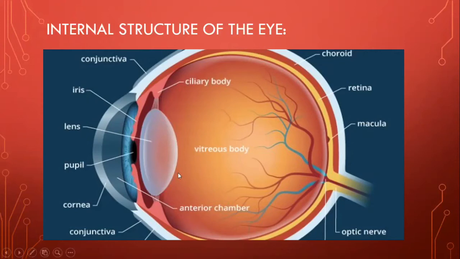Now, as we move further inwards, we have this whole space. This whole space is filled with the vitreous body, which is also known as the vitreous humor. This was aqueous humor, and this is vitreous humor. The vitreous humor is a jelly-like substance which is also maintaining the position of the eyeball in the orbit in the skull. Along with that, it also helps refraction.